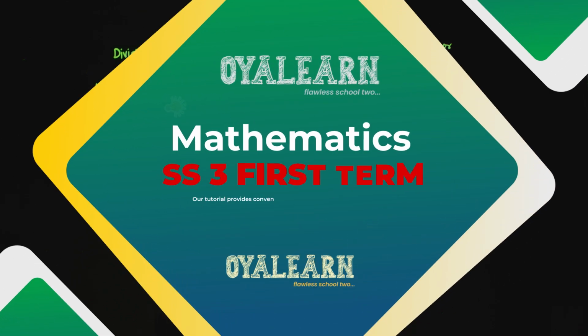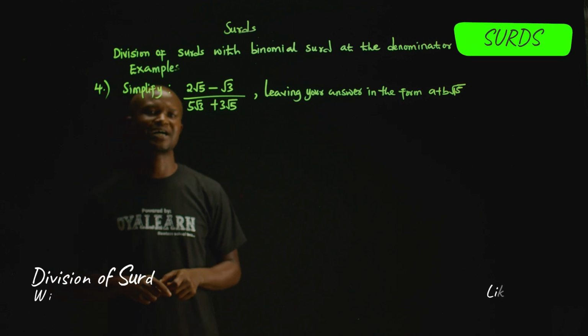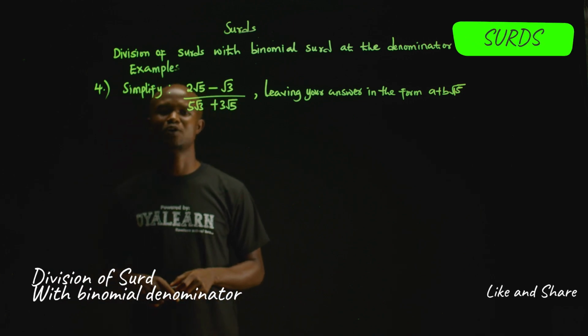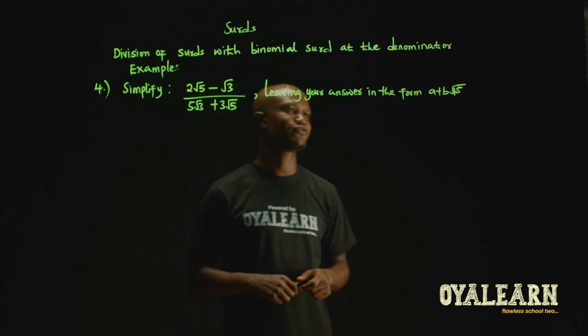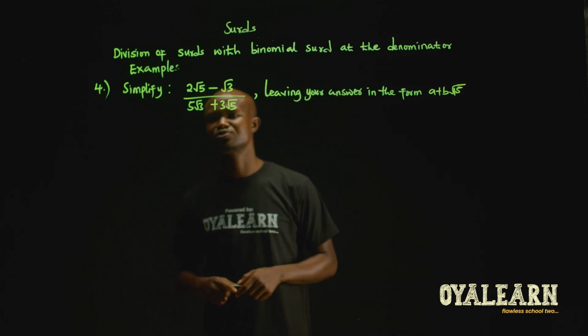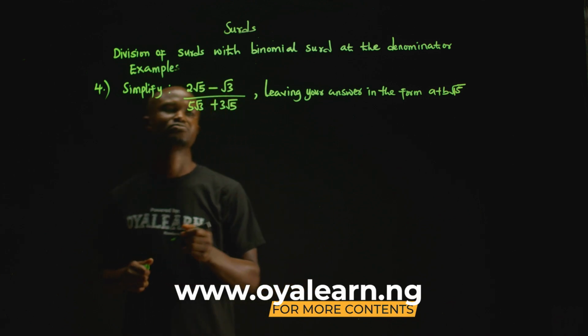Simplify (2 root 5 minus root 3) all divided by (5 root 3 plus 3 root 5), leaving your answer in the form of a plus b root 15. Solution.